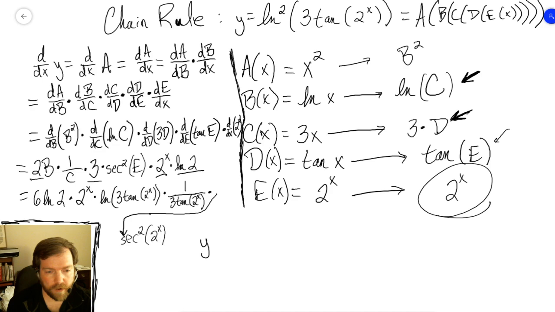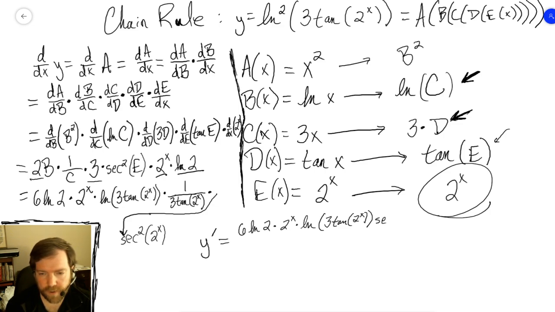So our y prime then is going to be this whole chain rule of all of this stuff. So it's going to be 6 natural log 2 times 2 to the x times the natural log of 3 tangent of 2 to the x, and actually might as well just multiply, secant squared of 2 to the x, all divided by 3 tangent of 2 to the x.